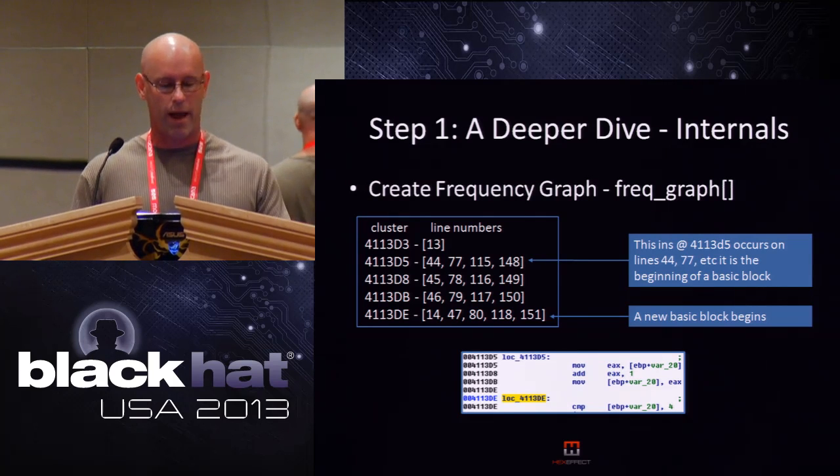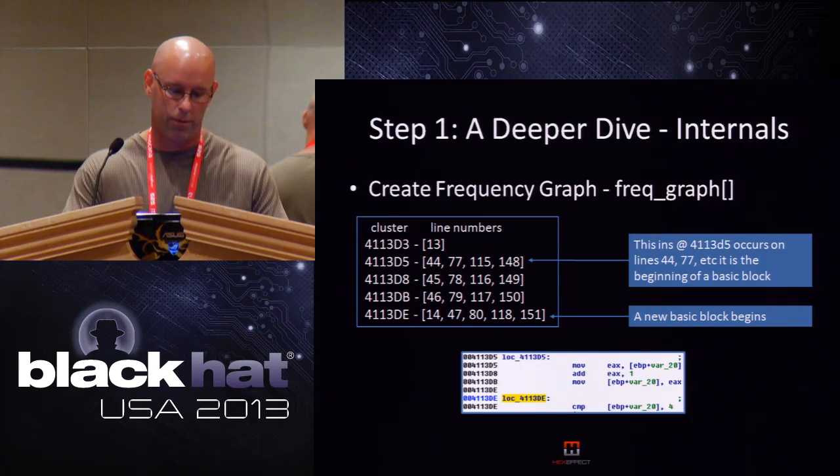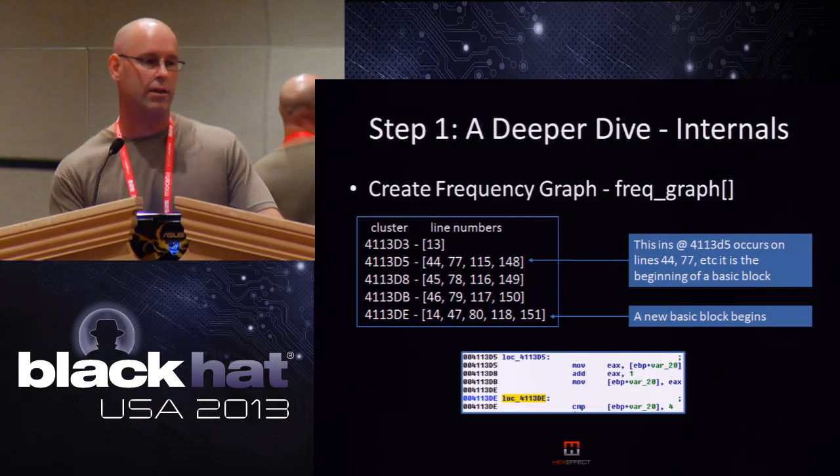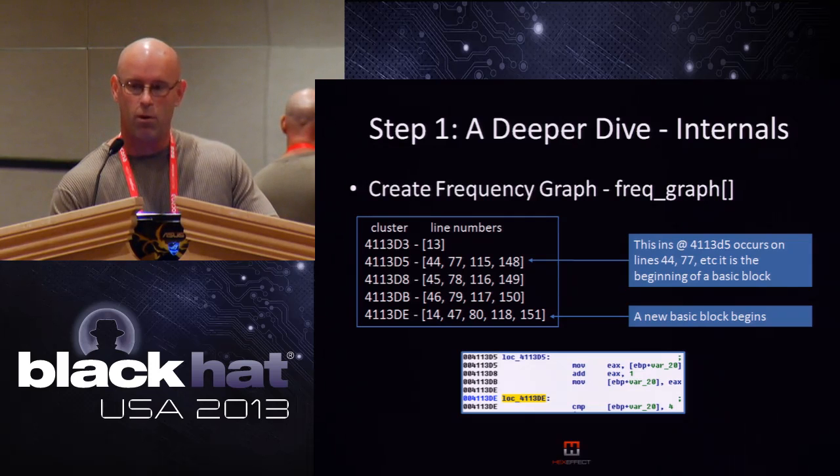So when I created a hash table on all the virtual addresses, okay? What's worth explaining here is, do you see where it says 413D5, D8, DB? Well, look at those line numbers. That line number is the line number in the run trace. So 44, 77, 115, 148. Again, that's where that exact instruction is being executed in the run trace. Of course, D8 and DB follow that, right? But what's interesting is look at DE. It also has sequential numbers, except it starts with a 14.